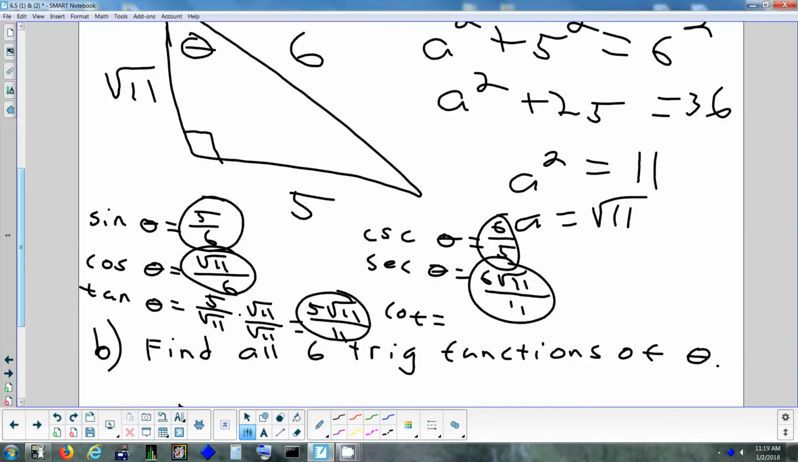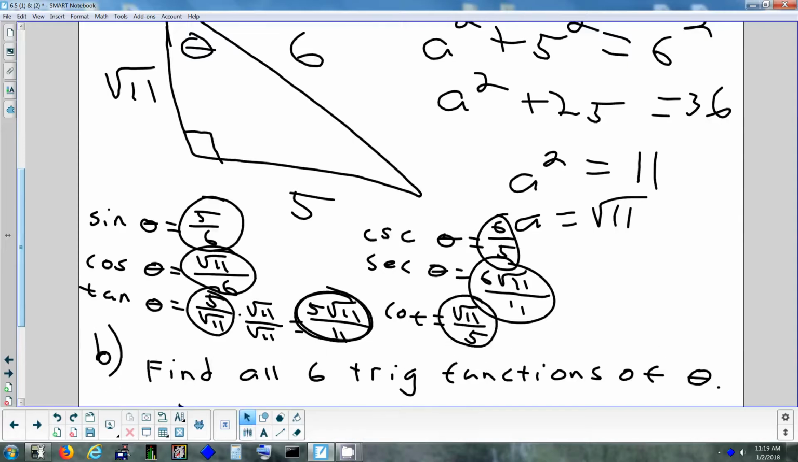And now the cotangent, well, you could flip one of two things. You could have flipped this, or you could flip the final answer. Which one would be easier to flip here? The first one, because if you flip it, the root goes to the top and you're done. So it's square root of 11 over 5. If you flip the second one, that's fine too. You're going to have to fix it again, and you're going to get square root of 11 over 5. So those are the 6 trig functions. Questions on how we got those?